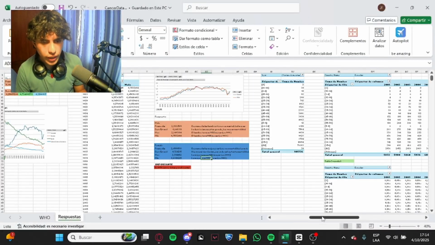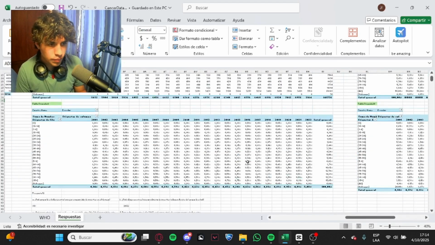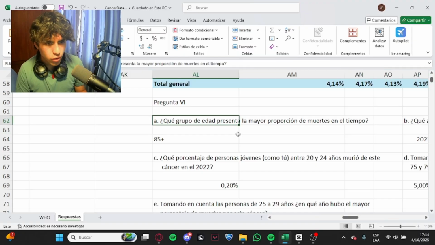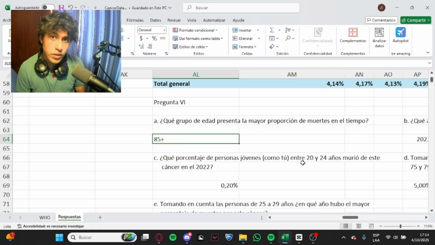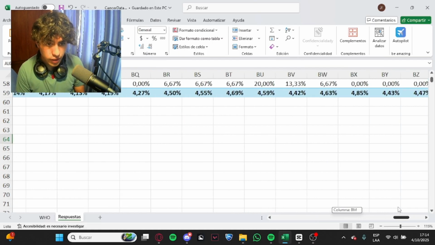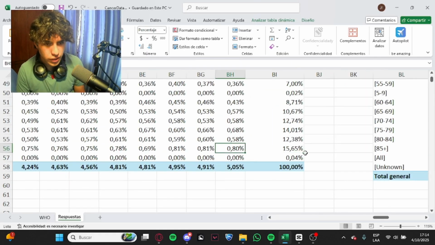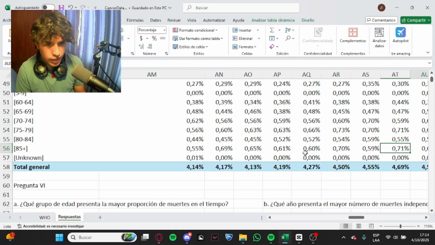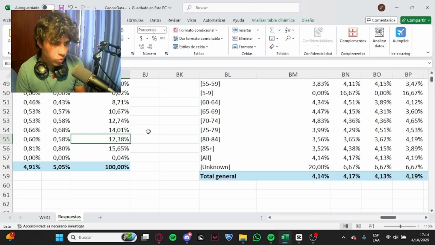And lastly, here we have some questions that we needed to answer with this cross-tabulation table. The questions are the ones right here. So which age group represented the highest proportion of death over time? It was 85 years old. We can see that in this table over here, and it has a 50%. As you can see here, it's the 85 and plus, and it has its highest mortality rate in comparison to the other ones.